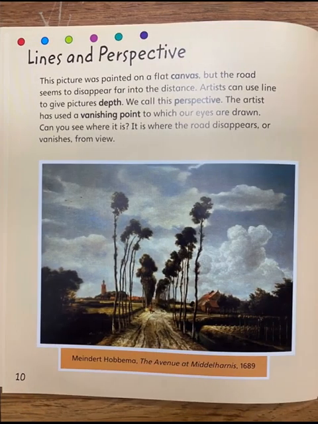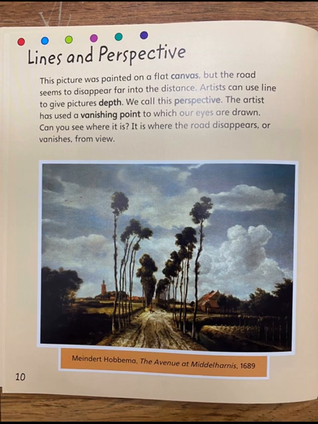Lines of perspective. This picture was painted on a flat canvas, but the road seems to disappear far into the distance. Artists use line to give pictures depth. We call this perspective. The artist has used a vanishing point to which our eyes are drawn. Can you see where it is? It is where the road disappears or vanishes from view.